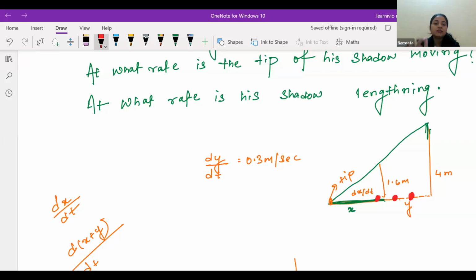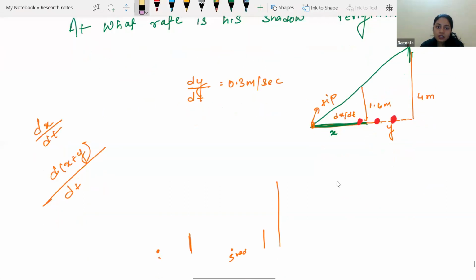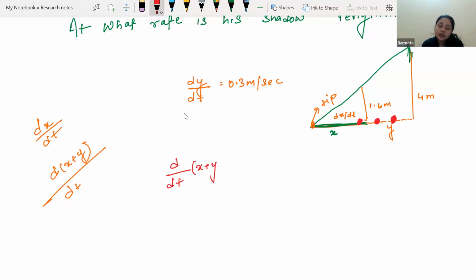What we know over here is dy/dt. What we have to find here for the first case, tip of the shadow is moving, d(x plus y) over dt. Is it possible to find just with the help of dy/dt? d(x plus y) over dt means what? Differential equation. Yesterday only we were discussing, and it's clear to you all. So you understand that d/dt for x plus y is nothing but dx/dt plus dy/dt. We already know dy/dt, but what about dx/dt? That we have to find.